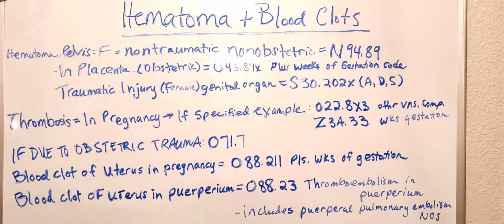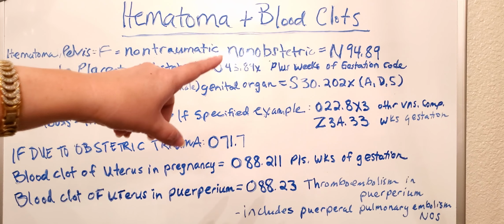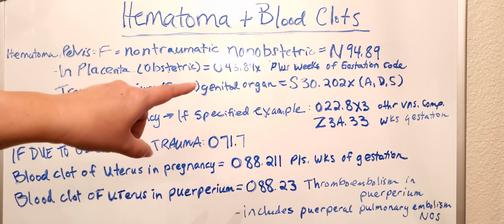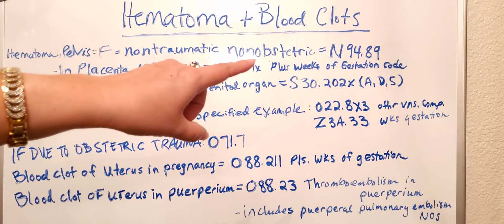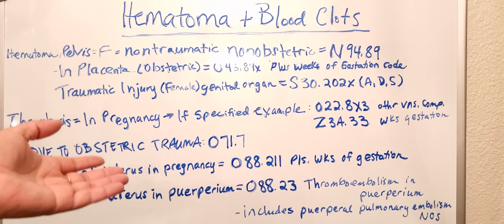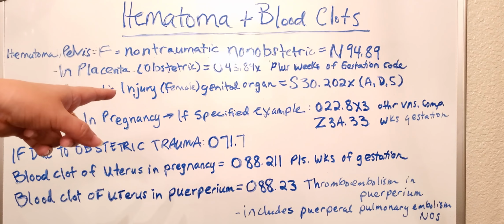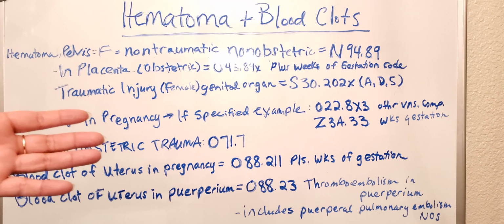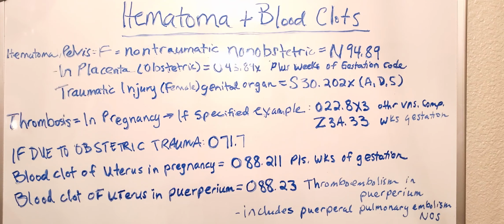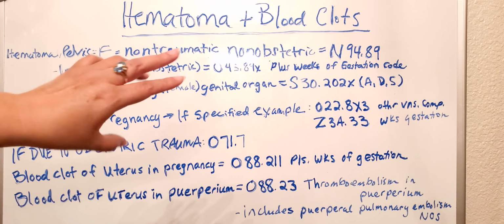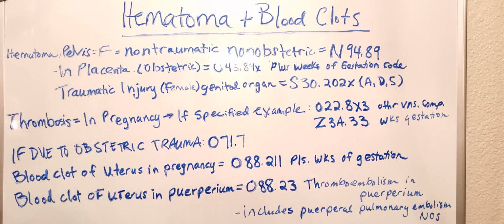All right. So the next one is if the provider says thrombosis in pregnancy, if it's specified, okay, that's an example of O22.8X3, other venous complications, with the Z3A.33 for the weeks of gestation. I just use that as the venous in pregnancy, or the thrombosis in pregnancy, other specified example, at 33 weeks of gestation. Obviously, not every pregnancy is going to be that same way, but this is just an example, okay? So I just use the 33 weeks. That way you could see what they look like together, okay?